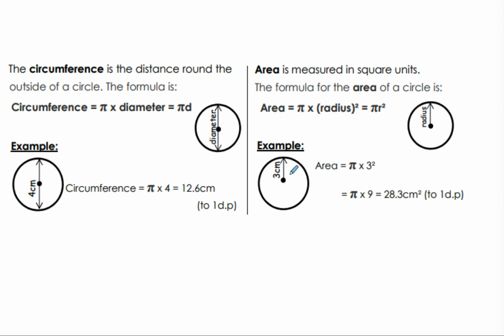So for example, if we have a radius of 3, we would do pi times 3 squared. That means pi times 3 times 3. And since 3 times 3 is 9, we do pi times 9. If we round to the nearest tenth, that would be about 28.3 square centimeters. Circumference is just regular units, such as centimeters. Area is in square units, such as centimeters squared.